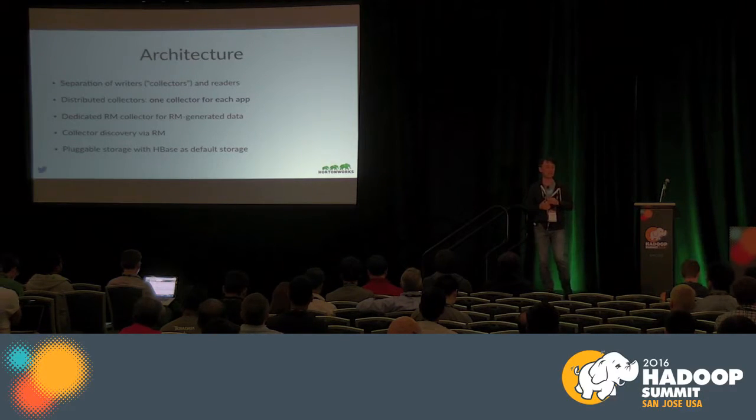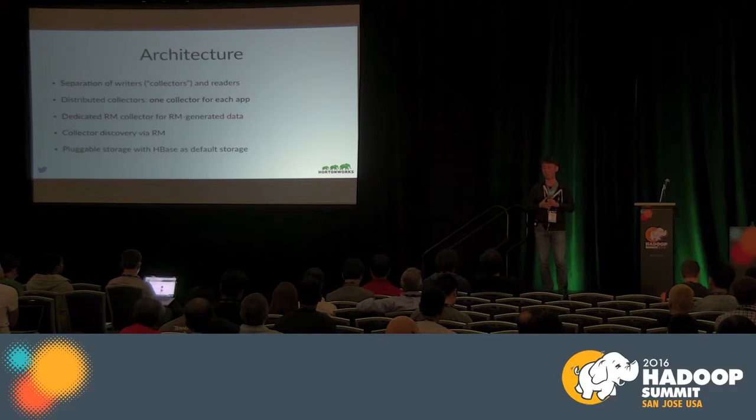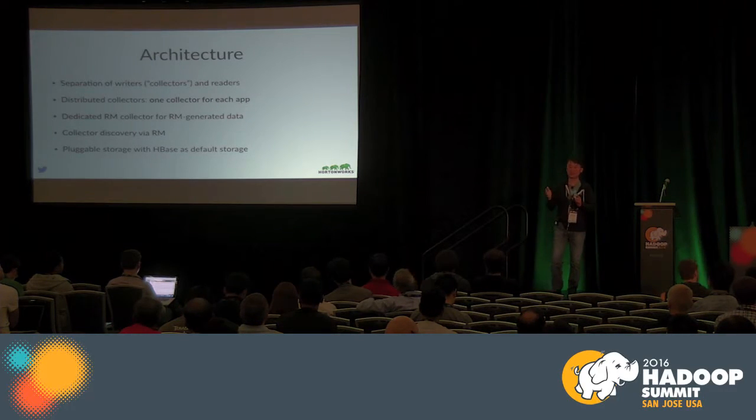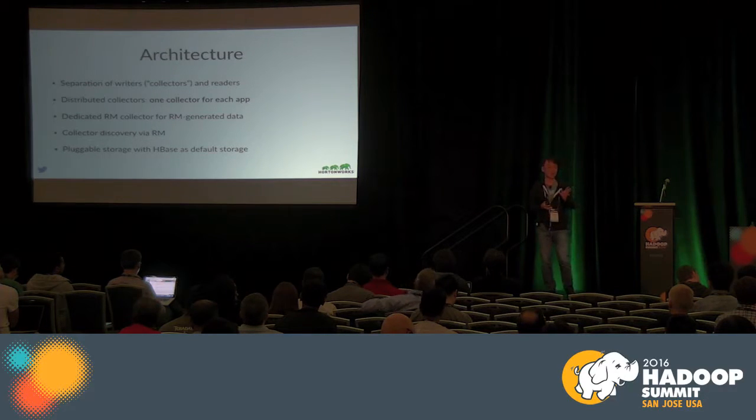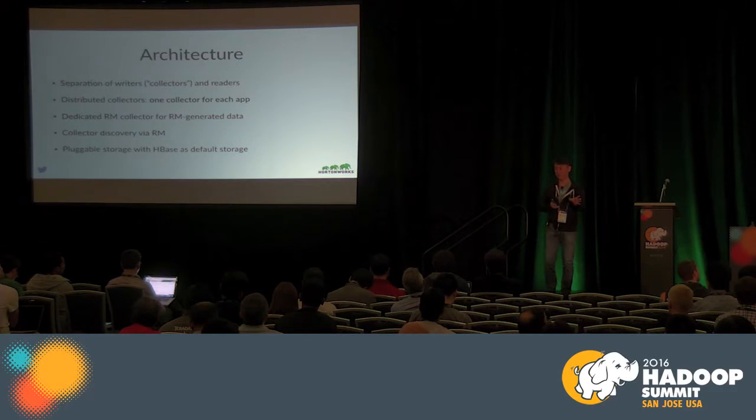And one of the key decisions we made in terms of the design is to have one collector for each yarn application. We actually discussed many different options here. For example, one of the options was to have one collector per worker node. That was another viable approach we discussed. But in the end, we decided on the approach of having one collector per application. And there are a few reasons for it.